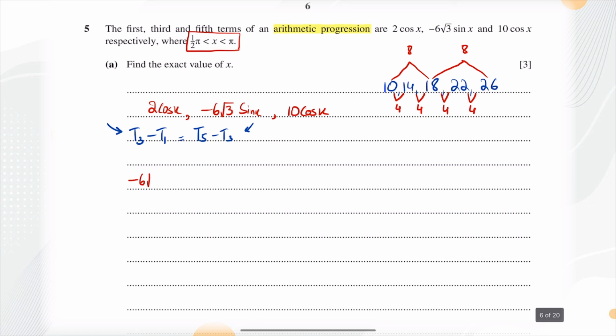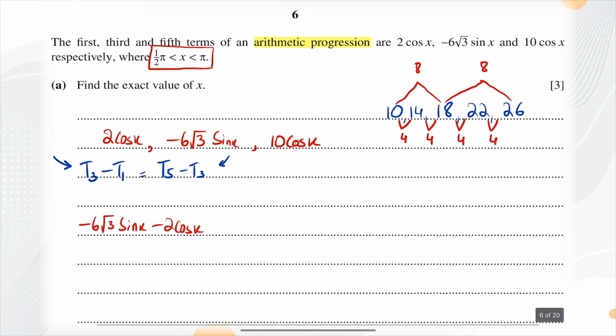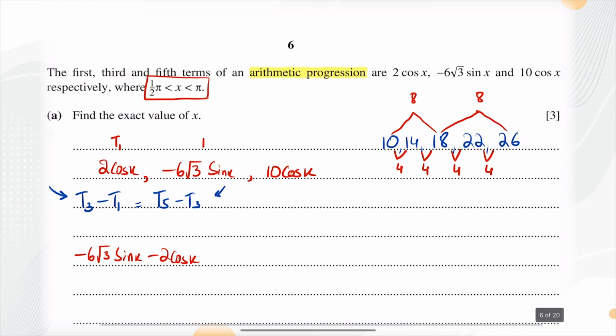That means minus 6 under root 3 sin x minus 2 cos x. Okay, so that's the difference between the third, no, wait a minute. Yeah, so that's the difference between the third and the first term. We don't have the first term. Sorry?